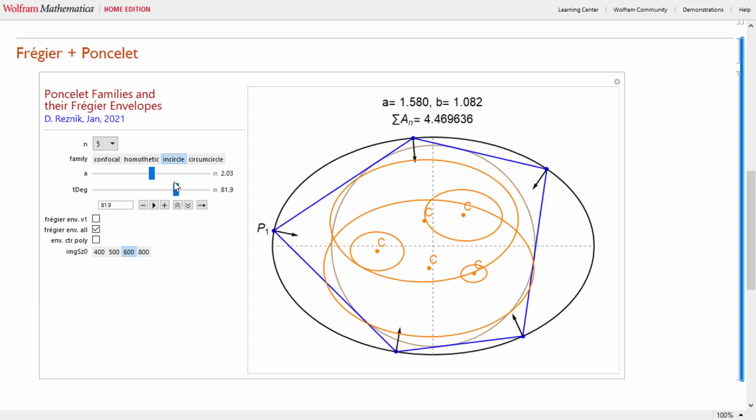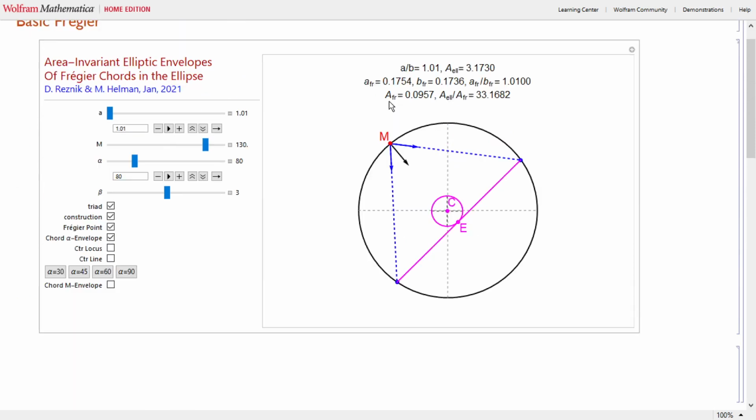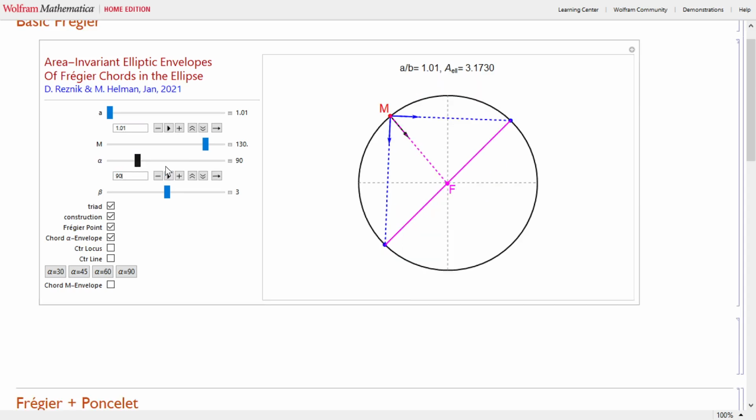Okay, so now let's go to the surprise. Recall what we were talking about before: the Frégier envelope with respect to a point on a circle. I have a point on a circle here. My Frégier envelope is a concentric circle if my point is on a circle, and if my angle, of course, is not 90 degrees, because in the 90 degree situation I get the center of the circle itself, right?